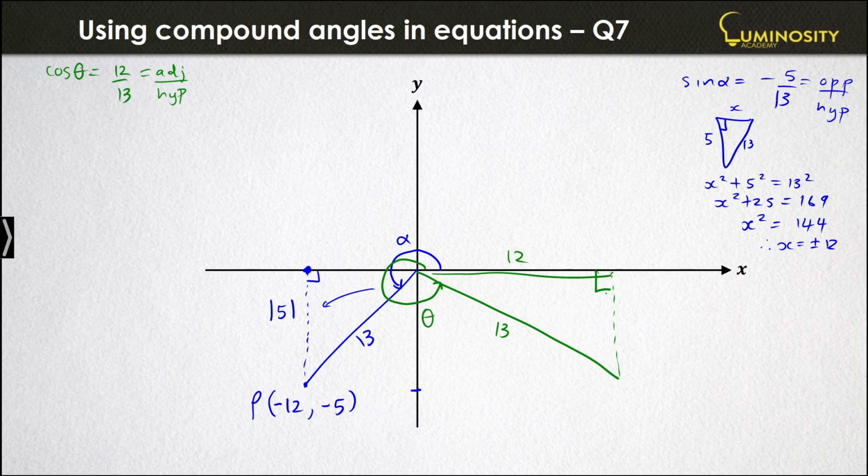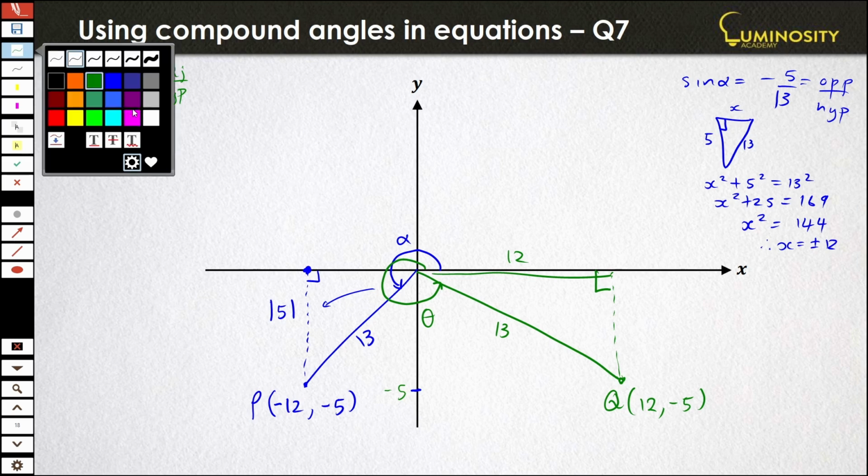But by Pythagoras, we actually worked this out already. This length here is also going to be 5 units in magnitude, but negative 5 on the y-axis. So this coordinate, if I call it Q, is given by positive 12 and negative 5. Okay, so now we have all the information about these diagrams, and we can just go ahead and work out the solutions now. So let's go back here.